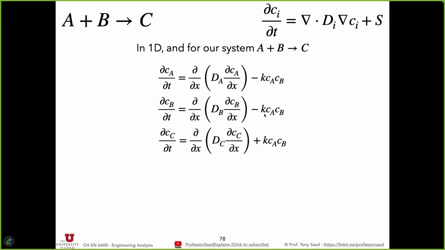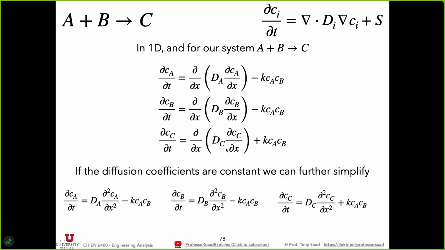And same thing for C_B. We're taking out k times C_A times C_B. And you have this diffusion term. Everything is a function of B. And finally for C, notice the sign change for the source term. We're depleting A and B, so we take out of them. And then we're adding into C, so we add plus k C_A C_B. So it's a fully conservative system.